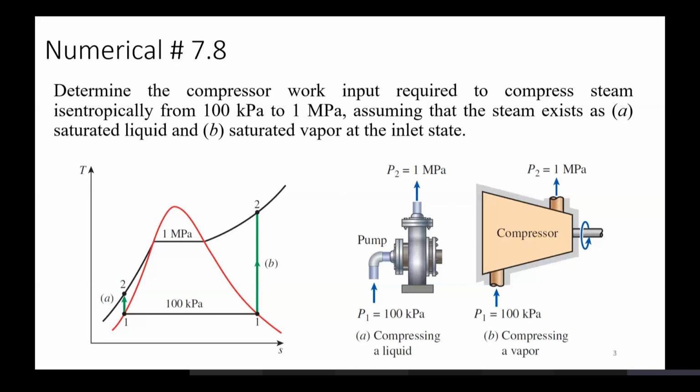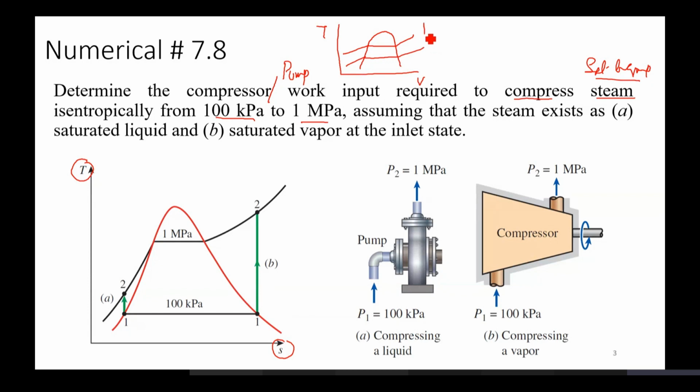All right. So you have an example where you have to find out the pump work, or compressor work input required to compress steam or saturated liquid. For pumps, you'll have saturated liquid. For the compressor, you'll have steam from 100 kilopascal to 1 megapascal. So essentially, you are having a plot on a temperature entropy diagram at the moment. It is the same thing as you have on a temperature specific volume plot. The pressure lines have the same trend. These are the two pressure lines, the 1 megapascal line and the 100 kilopascal line.